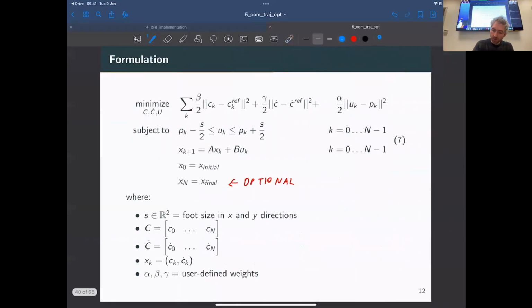So if this is your foot, then you're gonna have this here is S0 and this is S1.